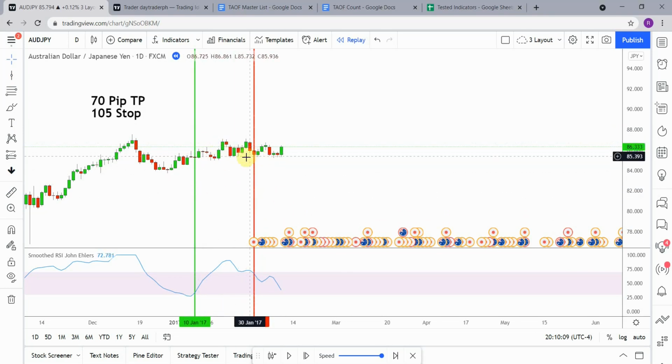Over here on this side though, we pick up a short, and almost immediately price action starts to push its way back up really hard there, and that does stop us out. So let's go ahead and continue on.